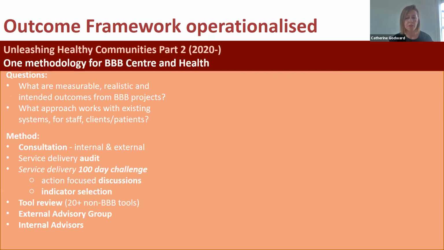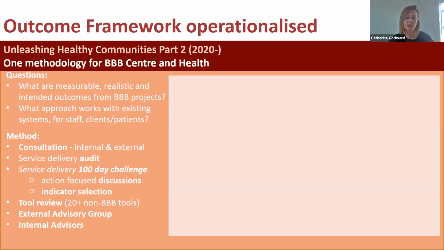For the 100-day challenge, over approximately 100 days, Bromley by Bow conducted in-depth discussions with 12 groups of staff that covered all 40 projects, essentially asking, what does realistic and achievable change look like for clients? All answers were grouped and mapped to a range of internal and external tools in order to turn the answers into indicators. Where a pre-existing tool question works, we've used it, and where not, we've developed a new question.